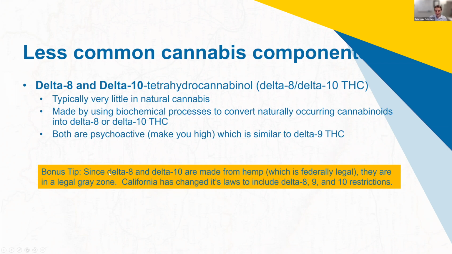It is a little bit unique in that since these compounds are typically made from hemp, which is legal federally, there was this sort of loophole where they can be sold and consumed somewhat legally, but it's really this gray area. And in fact, California has changed its laws to now restrict all of the different kinds of THC that you could find.